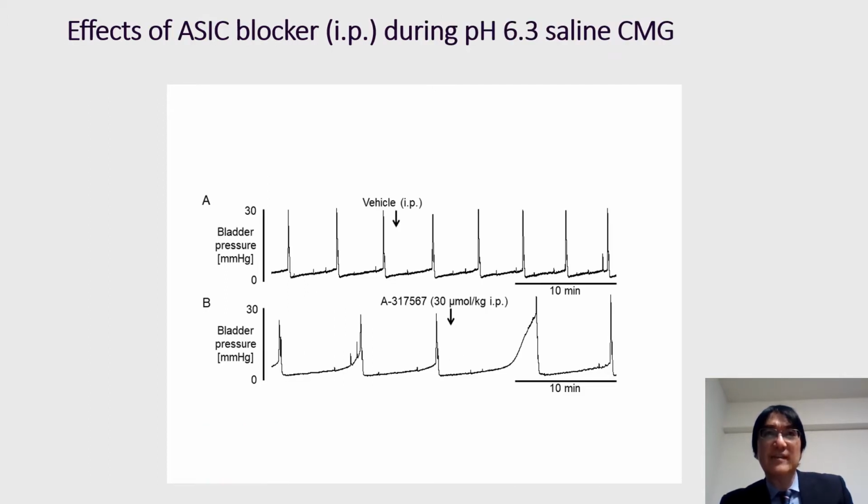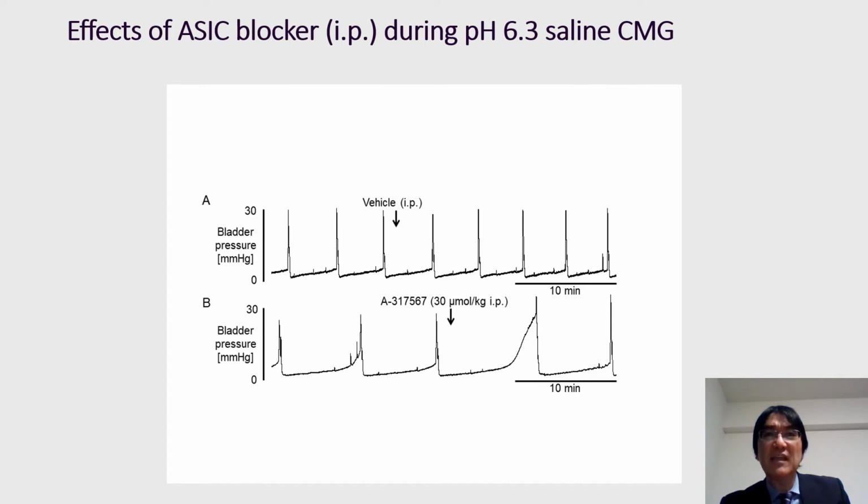This slide shows the representative picture of the effect of IP injection of ASIC blocker or vehicle during normal saline infusion CMG. ASIC blocker increased ICI and PT, whereas the vehicle did not change these variables. After IP injection of ASIC blocker, intravesical pressure gradually increased from baseline as the infused volume in the bladder increased.